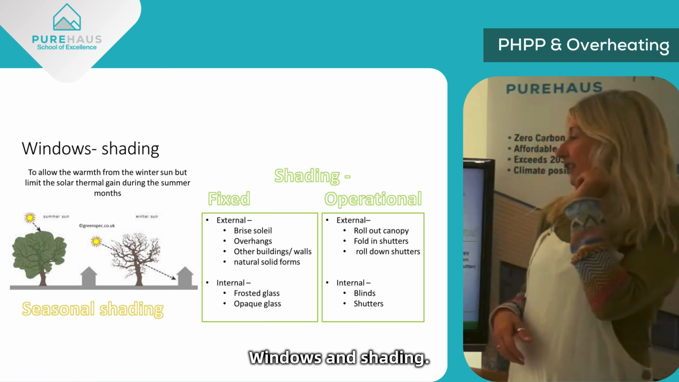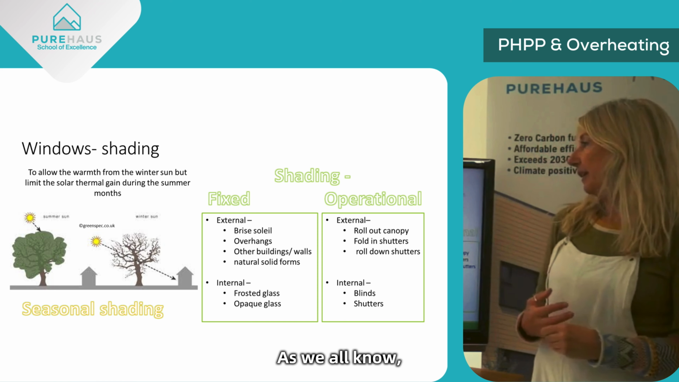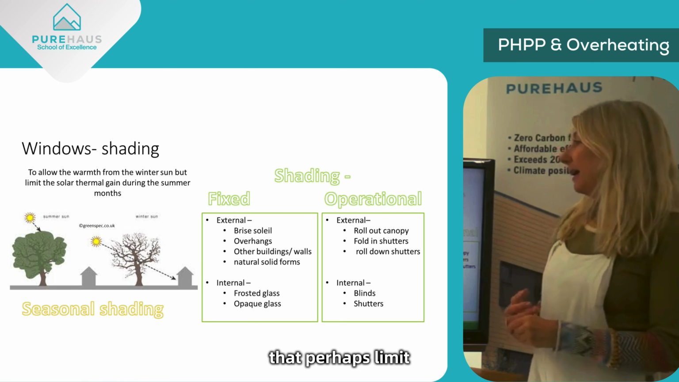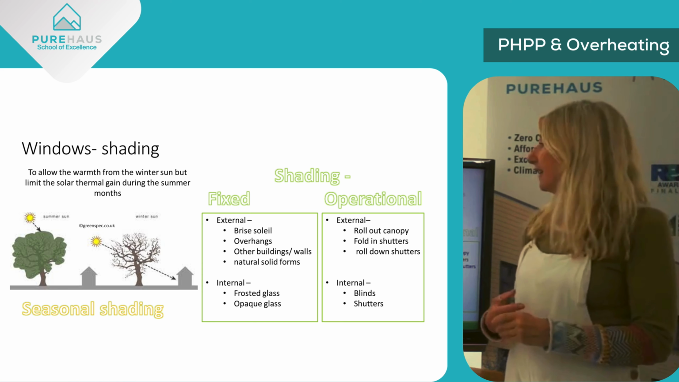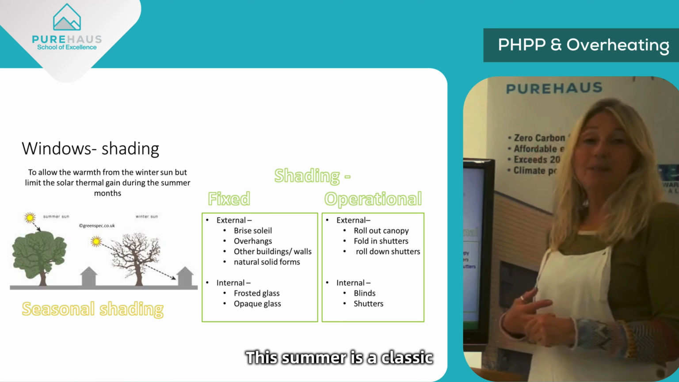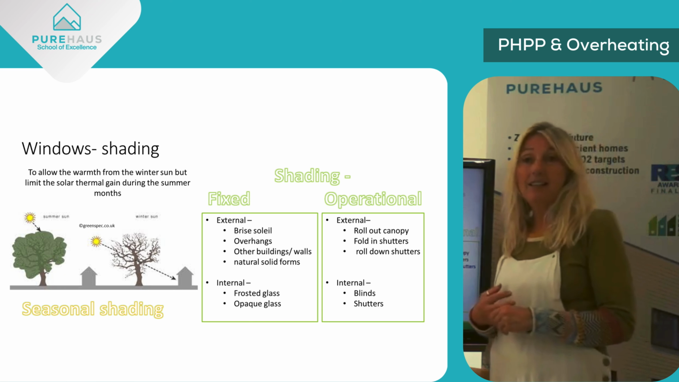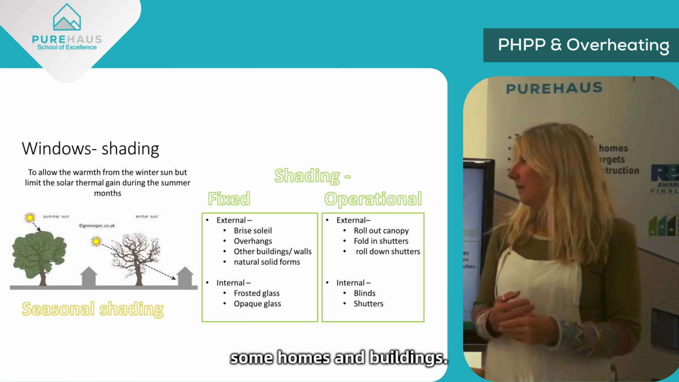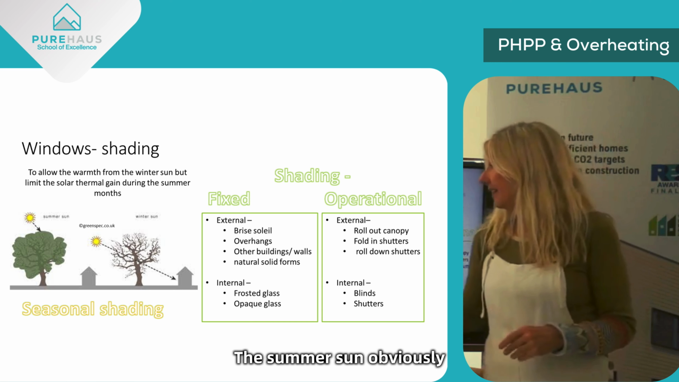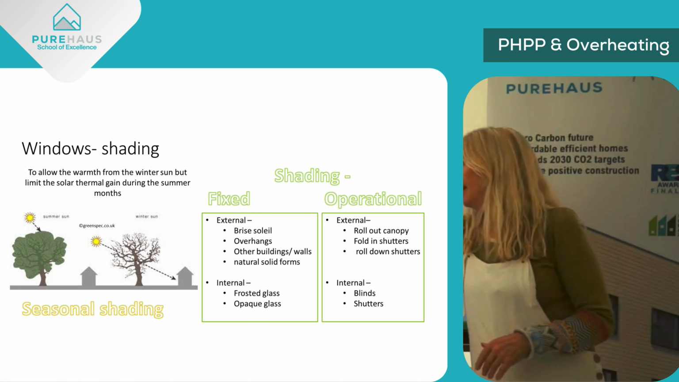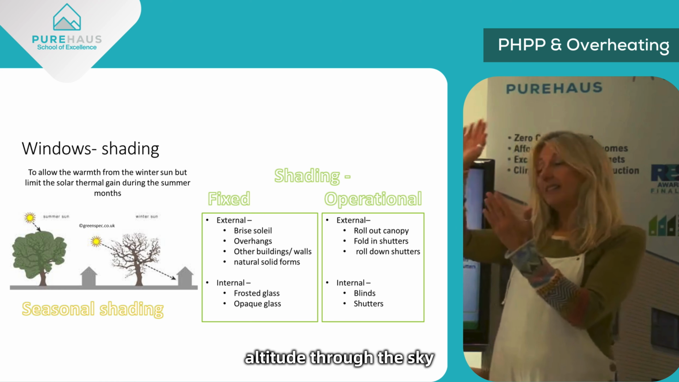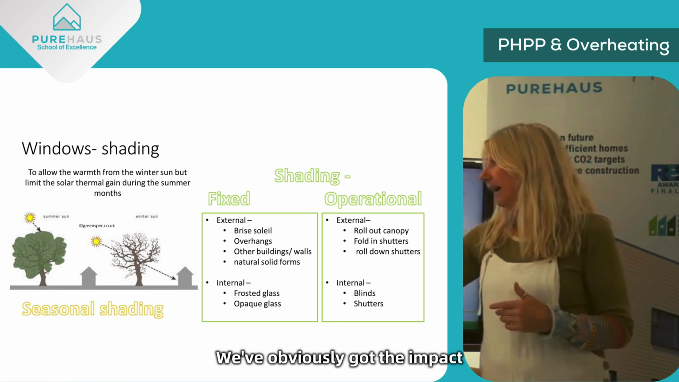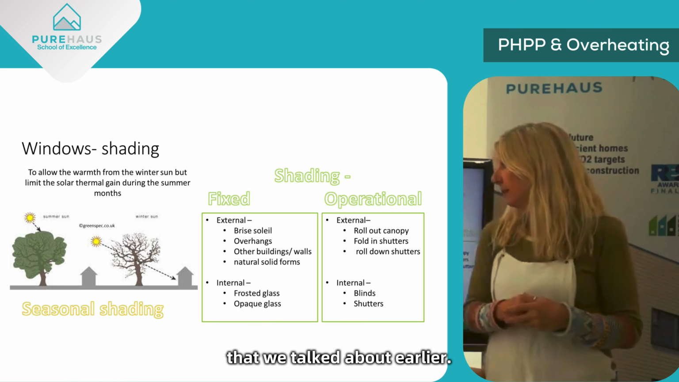Windows and shading. As we all know, we need to allow the warmth from the winter sun, but perhaps limit the solar thermal gain during the summer months. This summer is a classic example of that, where perhaps it's been a little bit too warm inside some homes and buildings. The summer sun obviously comes at a higher altitude through the sky, and the winter sun lies at a lower one. We've obviously got the impact of the surroundings that we talked about earlier.